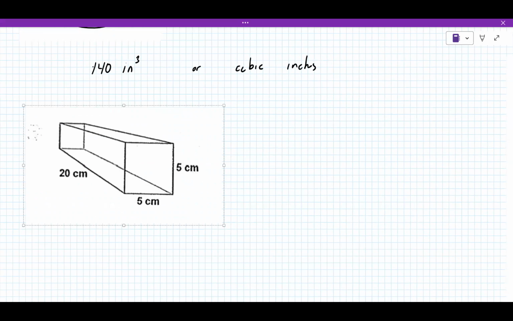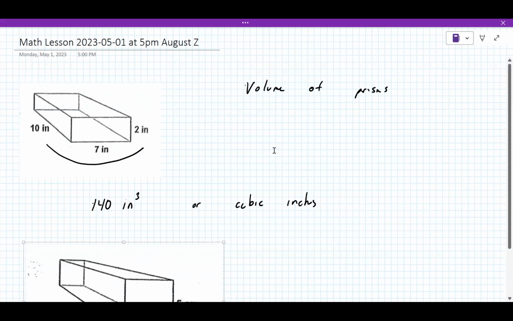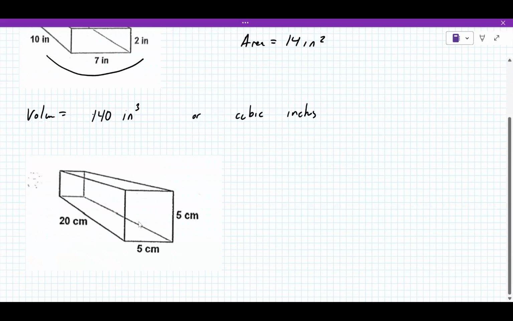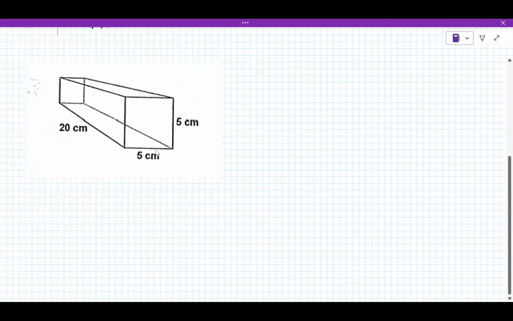Area. Oh, are you supposed to find the area as well? Yeah. It does say: find the volume of each rectangular prism by multiplying the area of the base times length. So like you said, the area, if we needed to find that, is 14 inches squared, and then the volume is this.